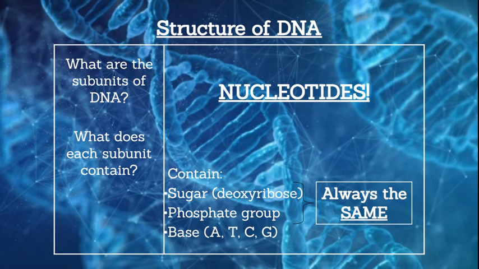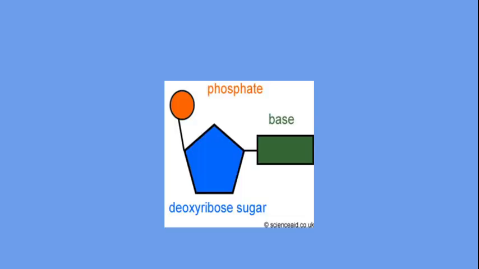Now, if you'll notice the little bracket I have here off of our sugar and phosphate group, that is always going to be the same with your DNA molecules, so just keep that in mind. So here is a DNA structure. So we have our blue pentagon shape, which is representing our deoxyribose sugar. We have our base. So this is where we're going to find our nitrogenous bases of adenine, thymine, cytosine, or guanine. Then over here is where you're going to find your phosphate group.